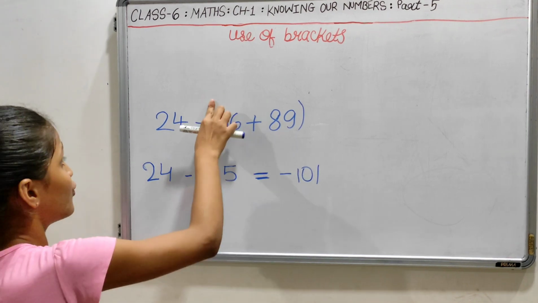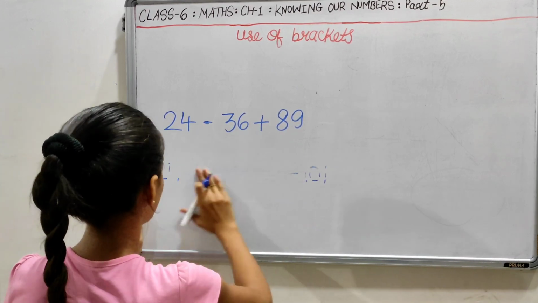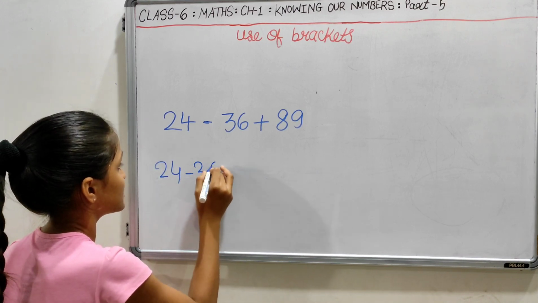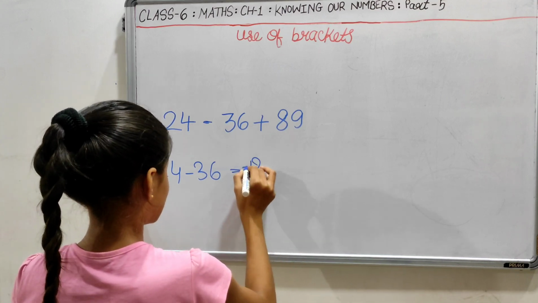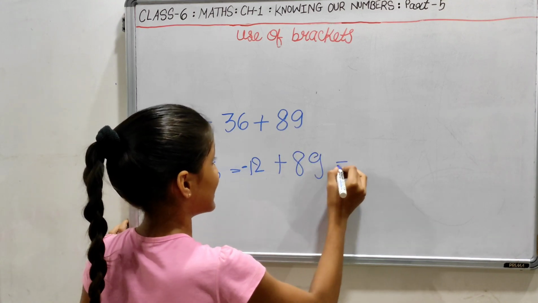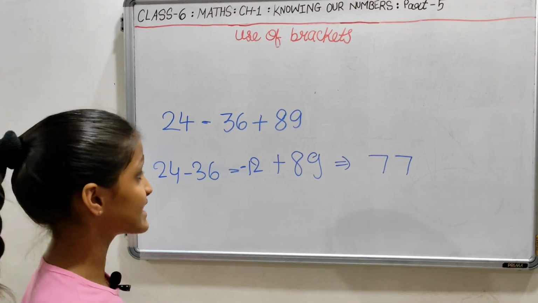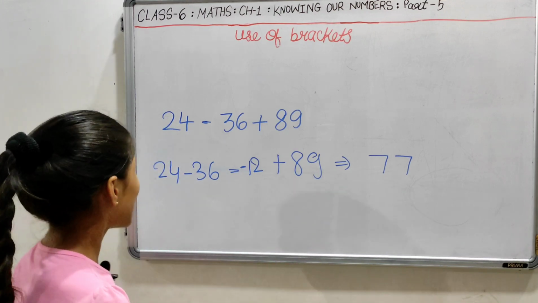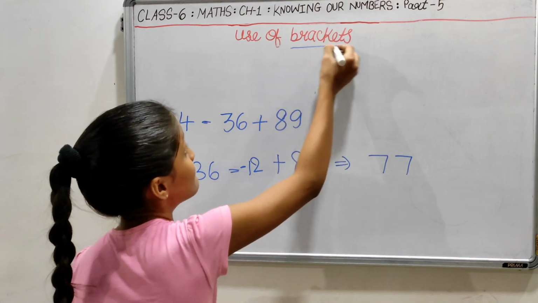Now if we remove the brackets, how would we solve this? We would first subtract 36 from 24. We get minus 12. Now what would we do? Then add minus 12 to 89, and we get 77. So this is such a long method. So now we don't need much confusion. That's why we use brackets.